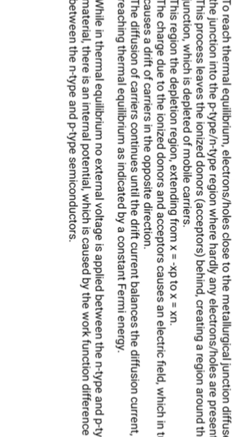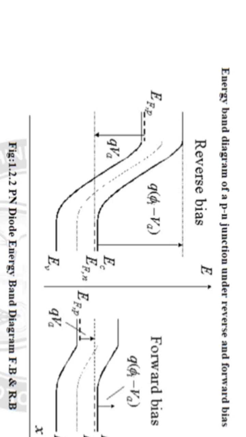In the case of thermal equilibrium, when no voltage is applied between the N-type and the P-type material, there will be an internal potential caused by the work function difference between the N-type and the P-type semiconductors. This can be seen in the diagram. You can see that when carriers flow from the acceptor to the donor material, there will be a decrease, and likewise when they flow from the donor to the acceptor.